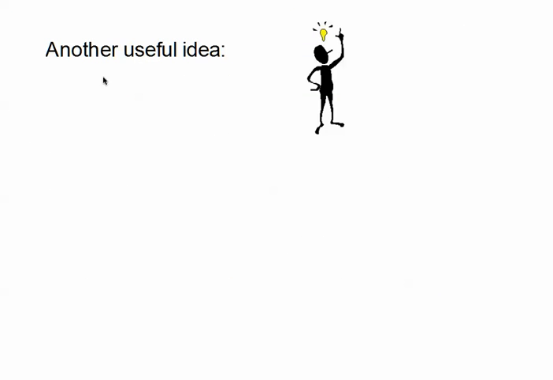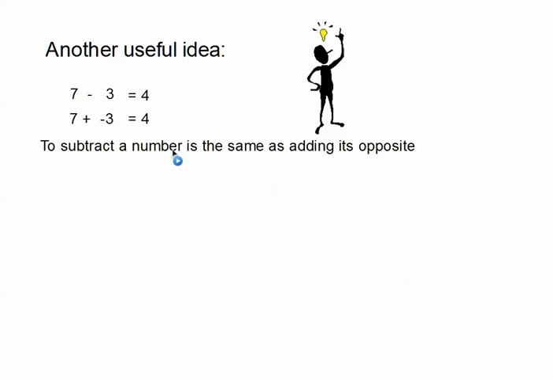Now, another little idea, let's think about this. 7 take 3, obviously the answer is 4. Now, if we think about 7 add -3, 7 positives, because remember, if there's no sign associated with the number, it means it's positive. 7 positives and 3 negatives is an excess of positives of 4, so the answer to that also is 4. So these two things yield the same result, which tells us to subtract a number is the same as adding its opposite. The opposite to 3 is -3. To subtract a number is the same as adding its opposite. File that little idea away.